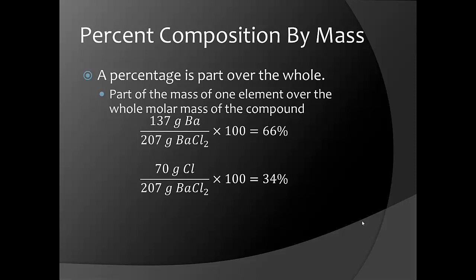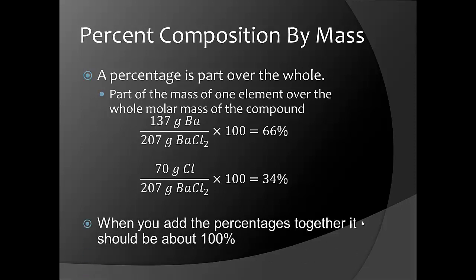If we had 70 grams of chlorine out of 207 grams of barium chloride, multiply that by 100 and we should end up with 34%. The key is those two percentages better add up to be close to 100 or exactly 100. And that's how you can double check to make sure your work is correct for percent composition by mass.